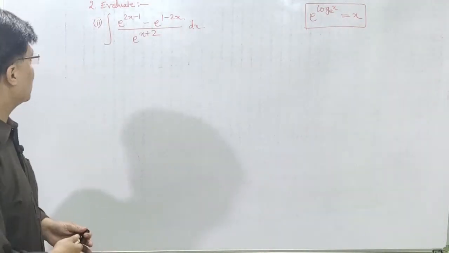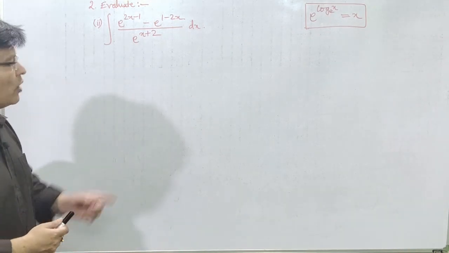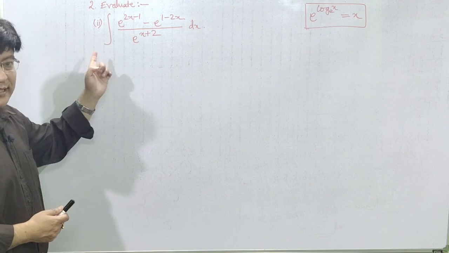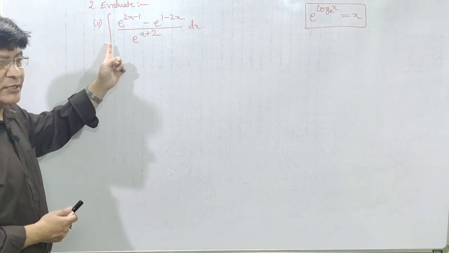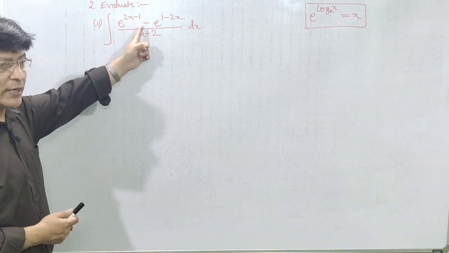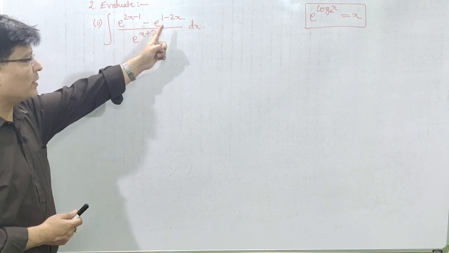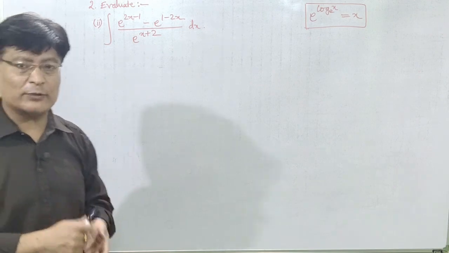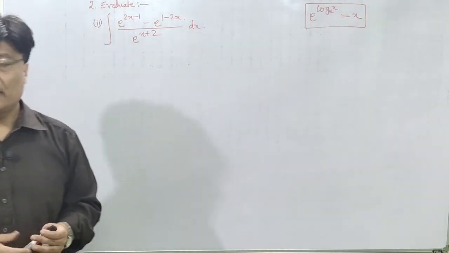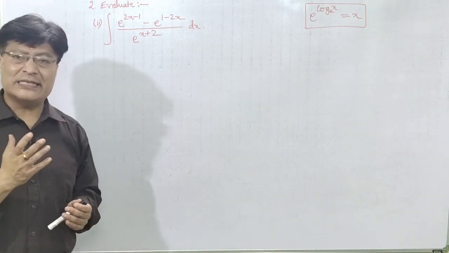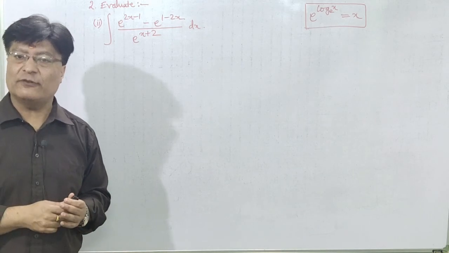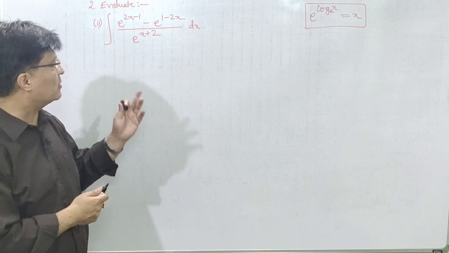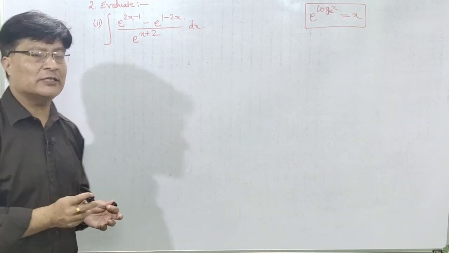Now we'll do the next problem, that is number 2 of question number 2. You have to evaluate, you have to get the value of this integration: the integration of (e to the power 2x minus 1 minus e to the power 1 minus 2x) divided by e to the power x plus 2, with respect to x, that is dx. Here also you cannot integrate it directly; you have to simplify it first using indices.